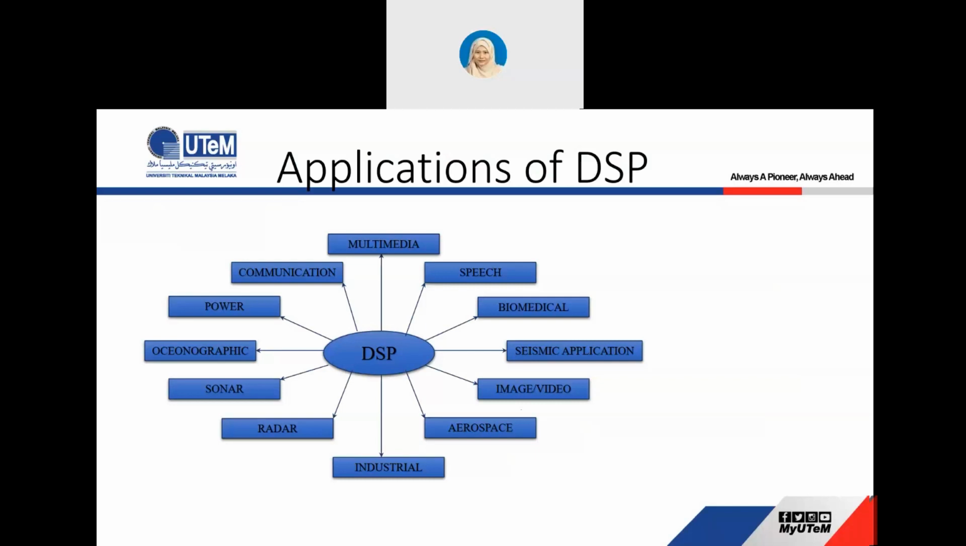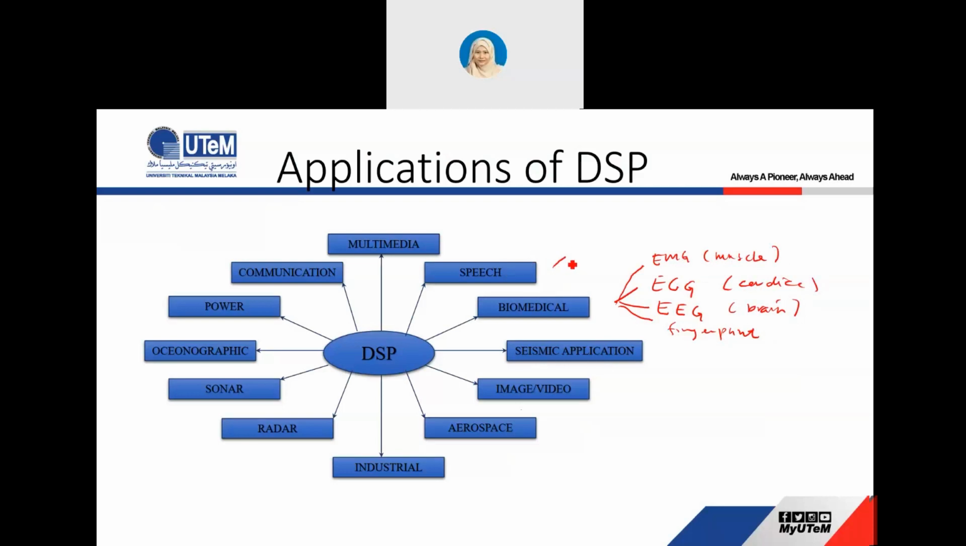Applications in speech processing, biomedical, ECG, EEG processing, EEG recognition, ECG recognition, what else? Fingerprint, EMG. EMG is for muscle. ECG is for cardiac. EEG is for brain interface.